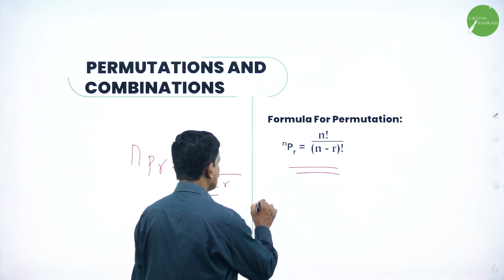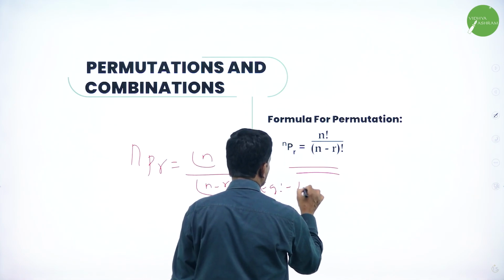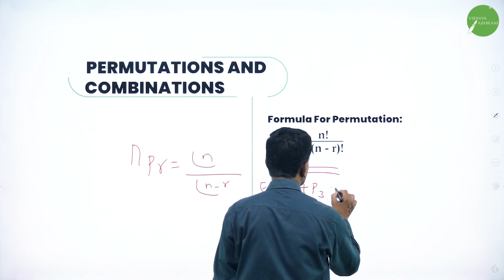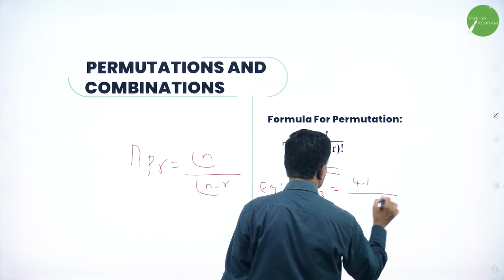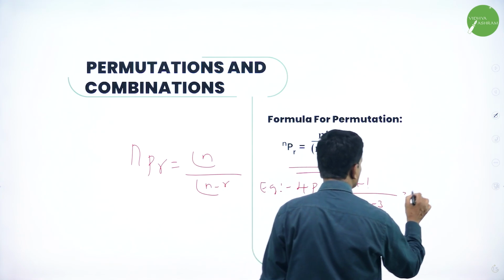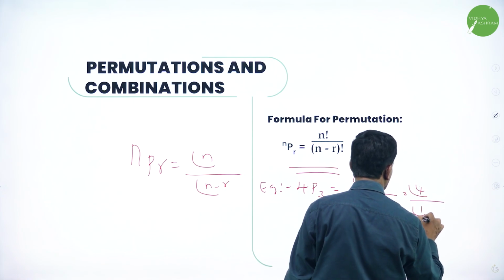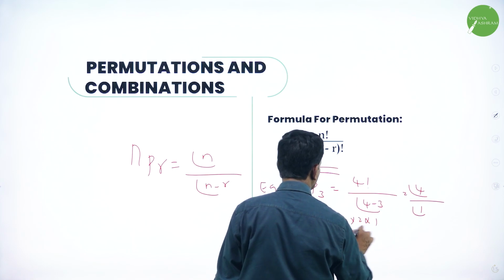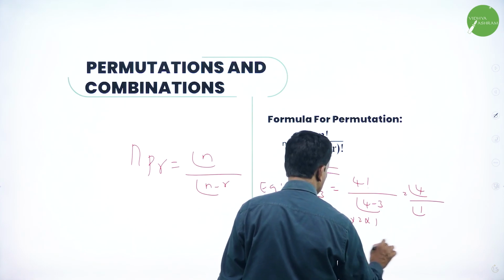Now, let us take for example 4P3. The value of 4P3 can be written as 4 factorial divided by (4 minus 3) factorial, that's equal to factorial 4 divided by factorial 1. That's equal to 4 into 3 into 2 into 1. 4 3s are 12, 12 2s are 24.